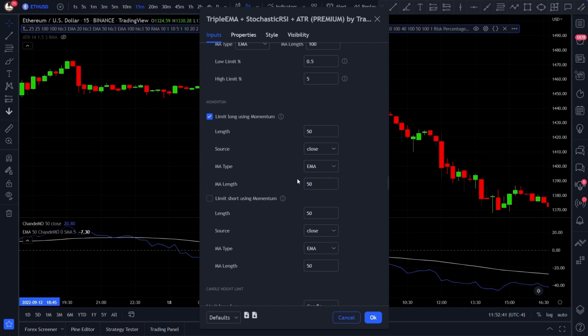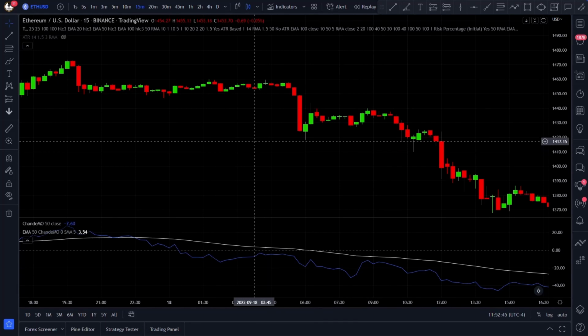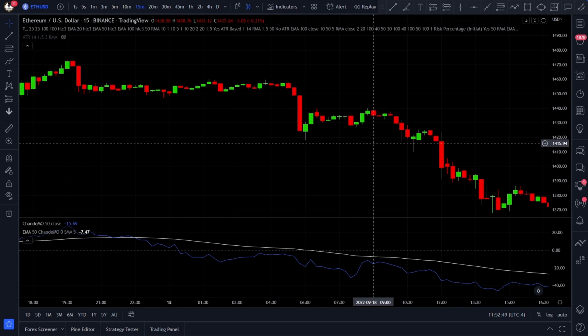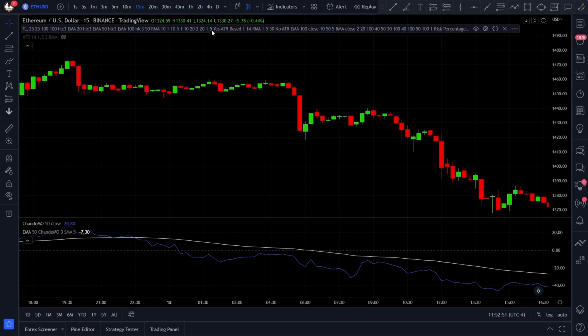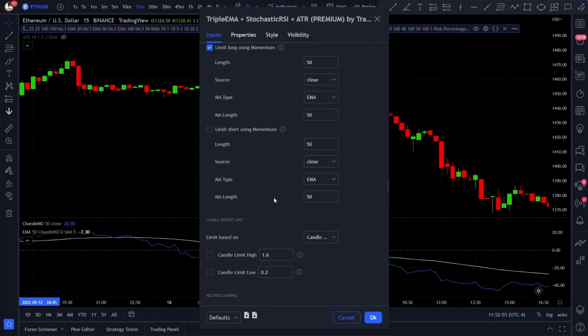Now let's take a look at the chart, and after it has loaded, see if we set it up correctly. As you can see, the long trade has been eliminated, so we set it up correctly. As we activated just the limit long using momentum option, the script will only limit long trades.